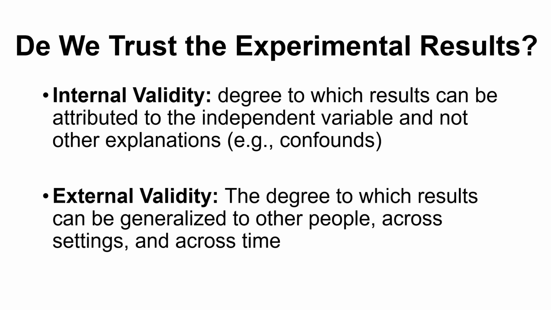Those are two types of validity that we need to think about when we're evaluating the results that we obtain from a study and whether we can make conclusions and apply them to larger areas. So this is how we determine what these results mean and what we can do with them.